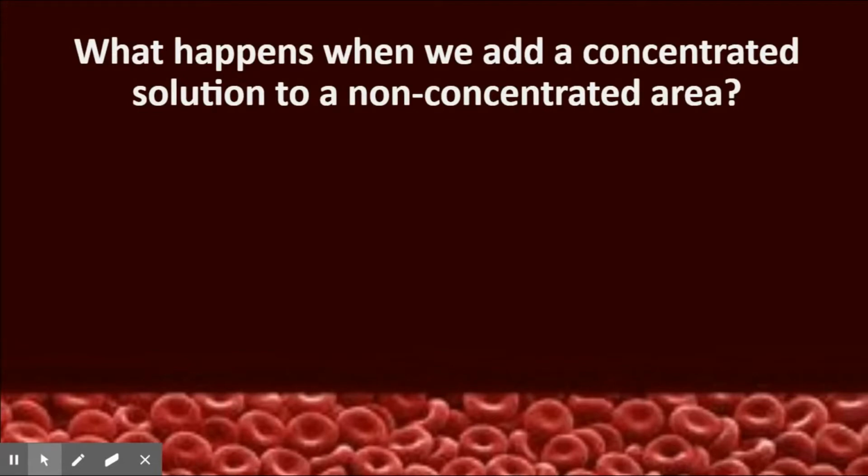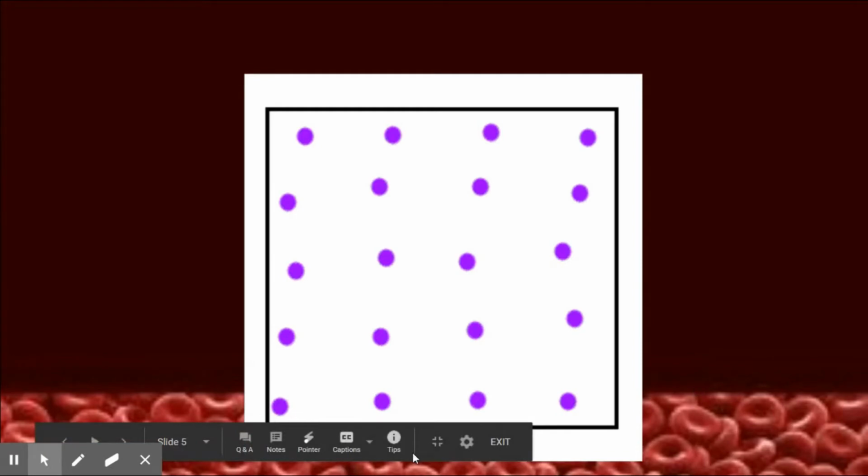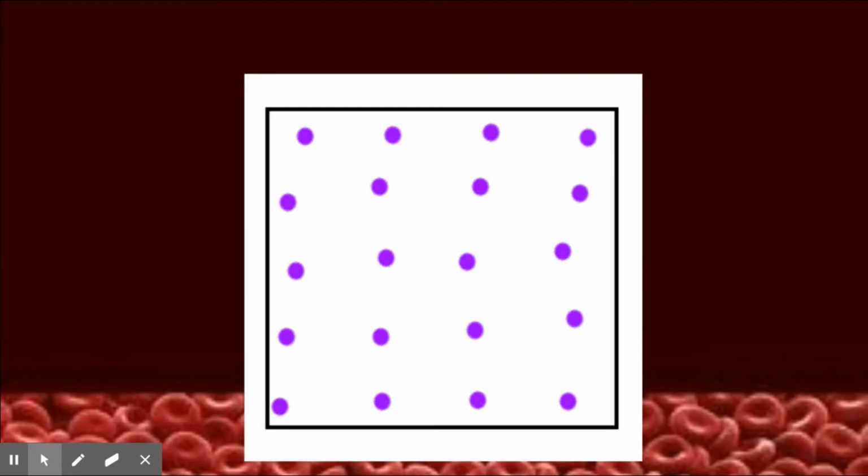So a very concentrated solution is going to be all the particles packed tightly together, and it's not concentrated if those particles are spread out. So if we look at this, this would not necessarily be very concentrated, because all of those particles are spread out very nicely.